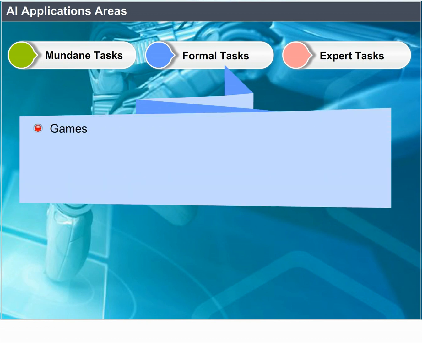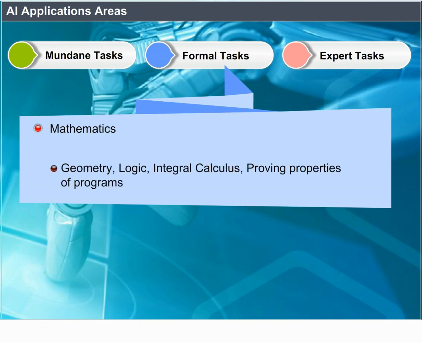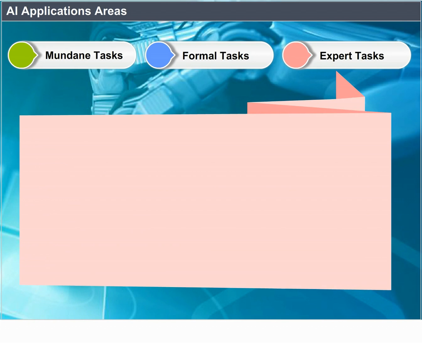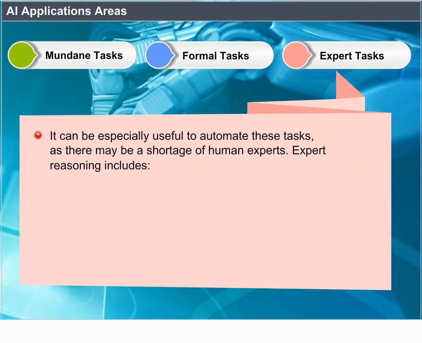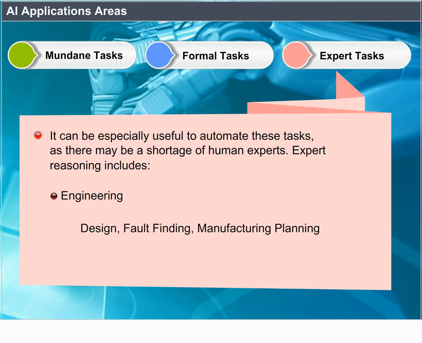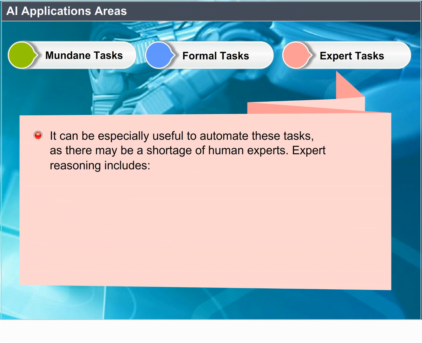Formal tasks: games, chess, backgammon, checkers, Go. Mathematics, geometry, logic, integral calculus, proving properties of programs. Expert tasks. Expert reasoning means things in which only some people are good, with their extensive training. It can be especially useful to automate these tasks as there may be a shortage of human experts. Expert reasoning includes engineering, design, fault finding, manufacturing planning, scientific analysis, medical diagnosis, financial analysis.